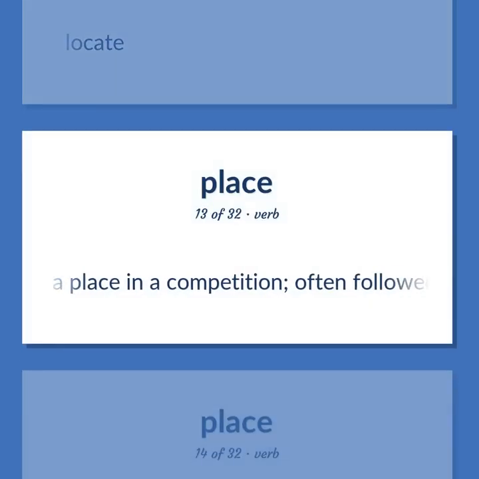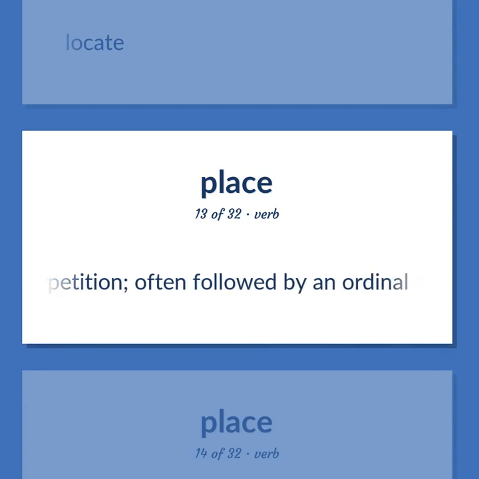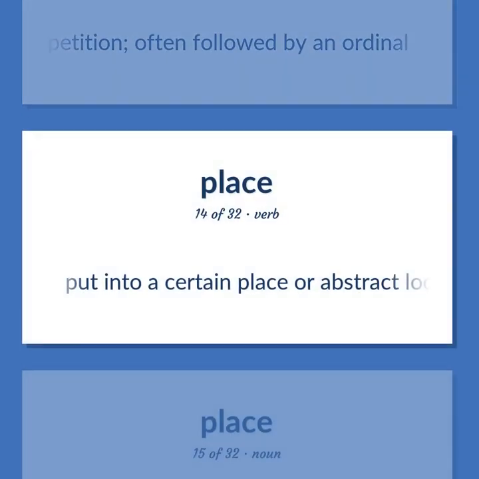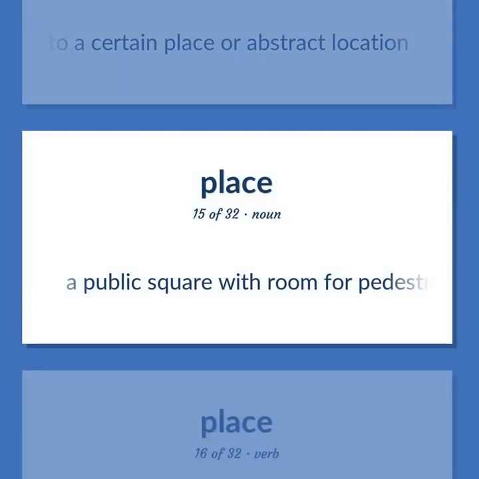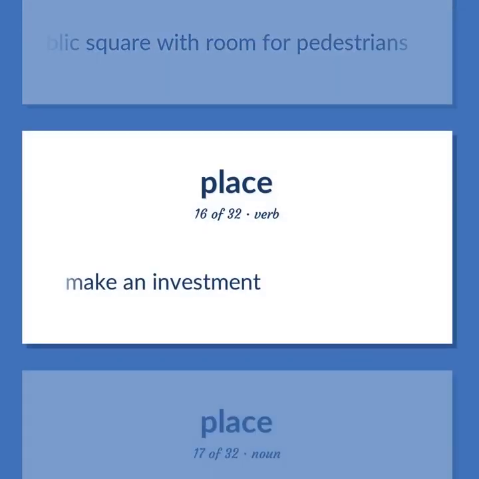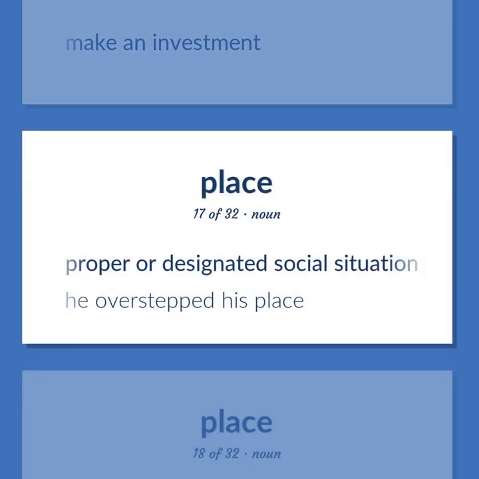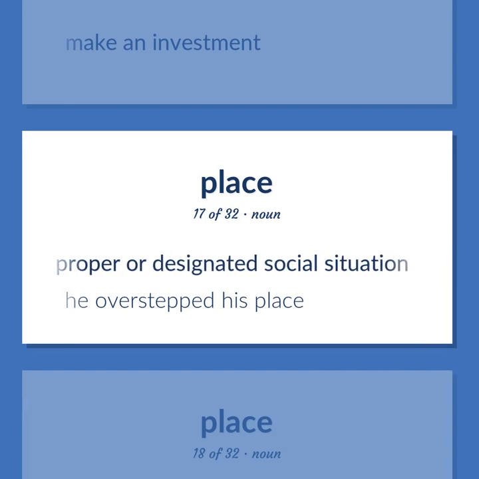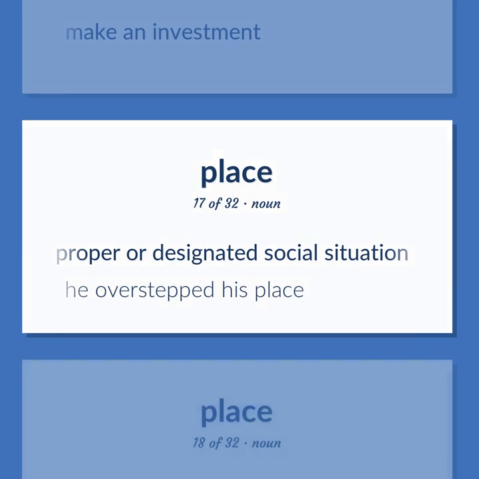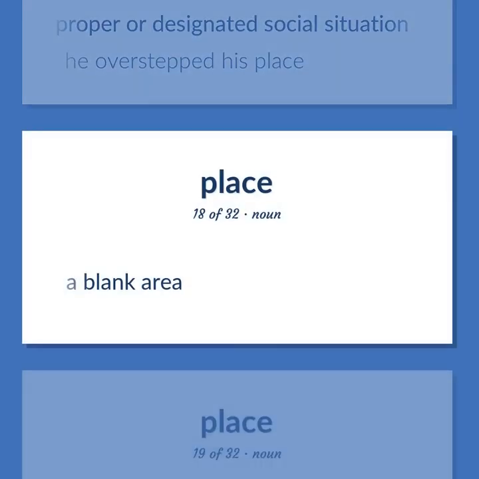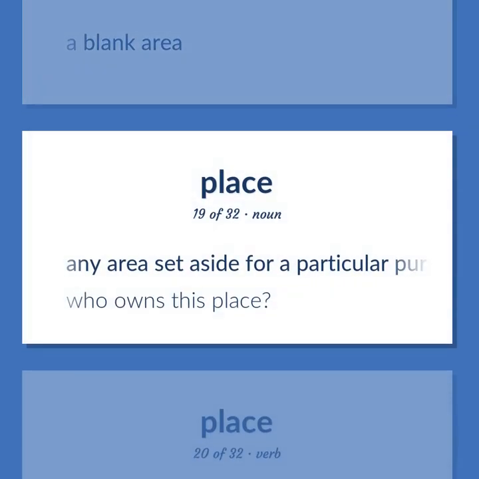Take a place in a competition, often followed by an ordinal. Put into a certain place or abstract location. A public square with room for pedestrians. Make an investment. Proper or designated social situation. He overstepped his place. A blank area. Any area set aside for a particular purpose. Who owns this place?